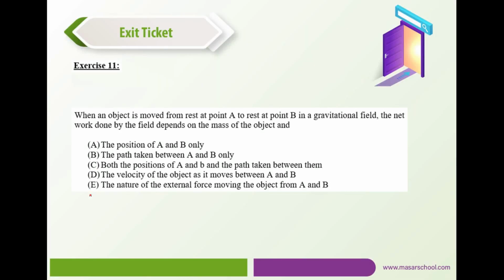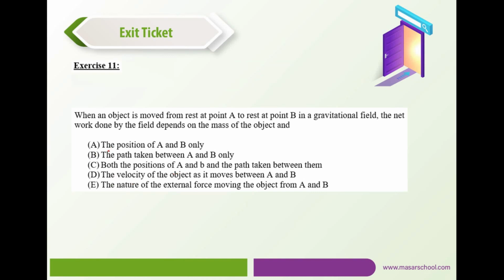Now finally, exercise 11 as an exit ticket for today's class. When an object is moved from point A to rest at point B in a gravitational field, the net work done by the field depends on the mass of the object and: the positions of A and B only, the path taken between A and B only, or the positions of A and B and the path taken between them.